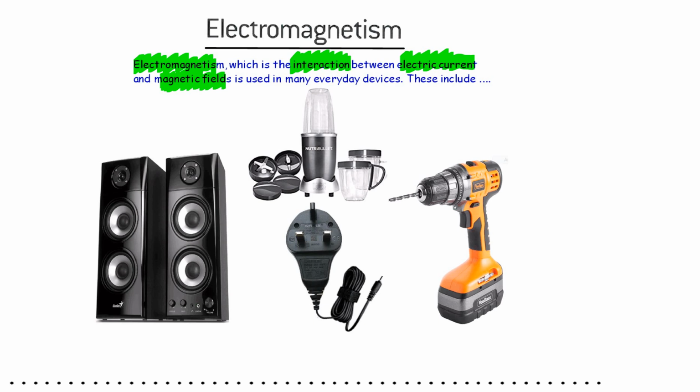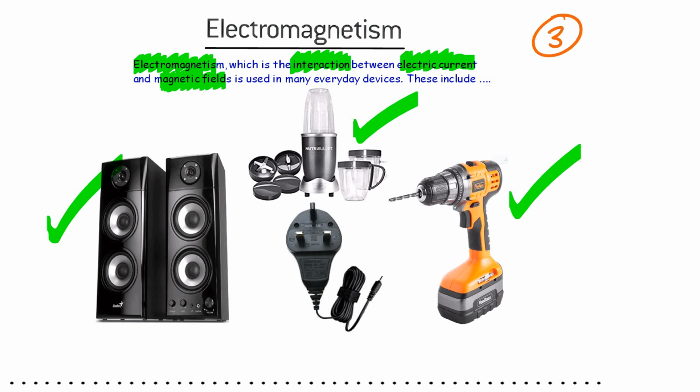And you can use these to produce useful devices. We've got a drill here that uses the interaction between electric current, which generates a magnetic field, and permanent magnets. Okay, so using this repulsion and attraction. We've also got some sort of whisk here, and speakers. Remember, speakers move in and out. They all use electromagnetism.